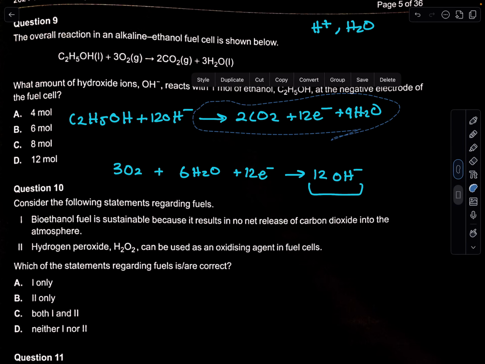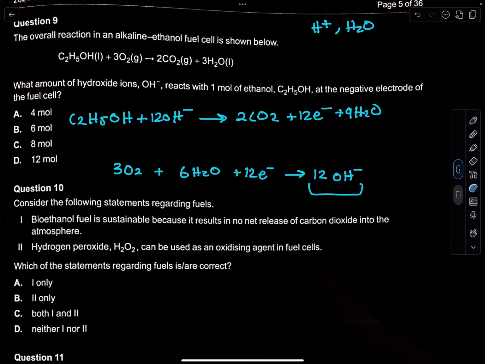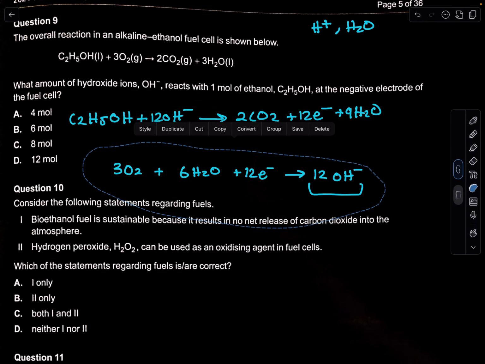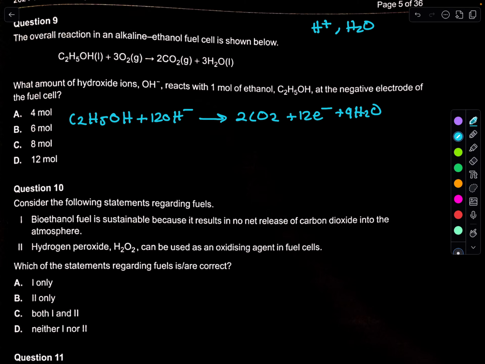Look how easy that was. If I added these all up, it should give me my overall value there. Yep, everything looks good, just want to make sure. Perfect. So I'm just going to rub this out, and now I've got the actual half equation, I can calculate it. So what's the amount of hydroxide ion that reacts with 1 mole of ethanol?